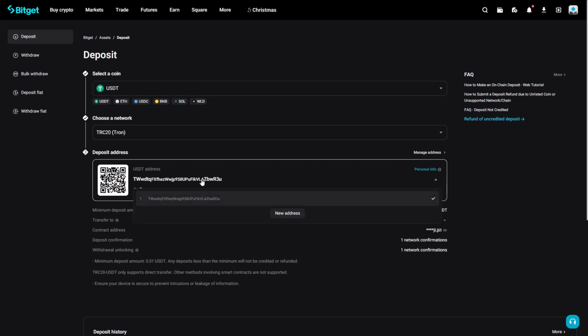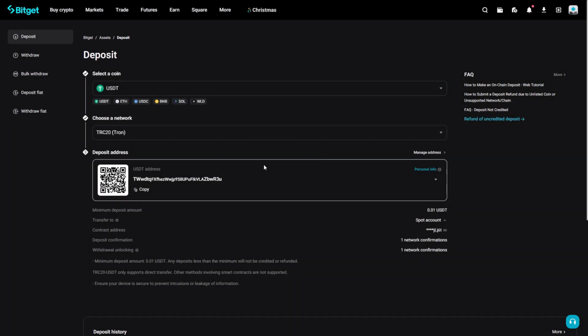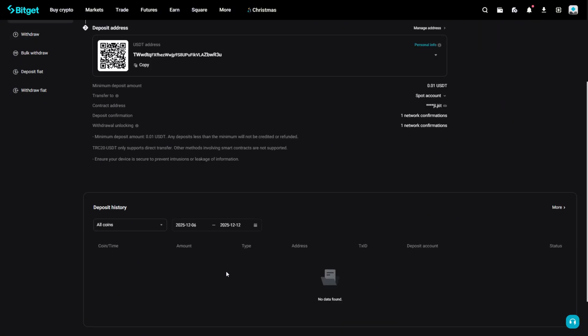Click Copy to copy the address, then go to your external wallet or exchange, paste this address into the withdrawal field, select the same network, TRC20 in this case, enter the amount you want to send, and confirm the transaction. Additional tip, if this is your first time depositing, send a small test amount first, like $10 or $20. Once that arrives safely, you can send the rest. It is better to be safe than sorry. Your deposit will usually arrive within a few minutes depending on the network. You can track the transaction by scrolling down below and you will see deposit history.